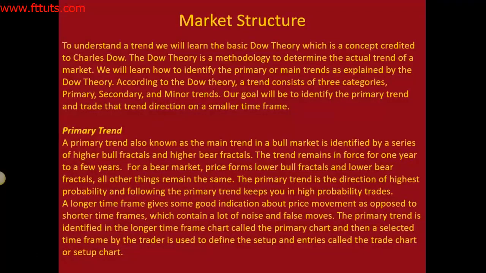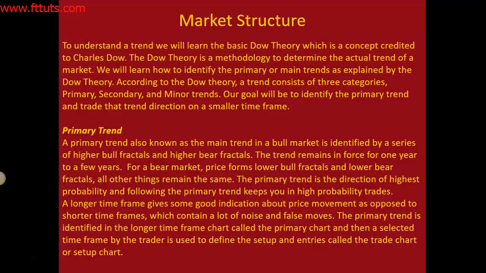So to understand a trend, we'll learn the basic Dow theory, which is a concept credited to Charles Dow. The Dow theory is a methodology to determine the actual strength of a market. We'll learn how to identify the primary or main trends as explained by the Dow theory. According to the Dow theory, a trend consists of three categories: your primary, secondary, and minor trends. Our goal will be to identify the primary trend and trade that trend direction on a smaller time frame.